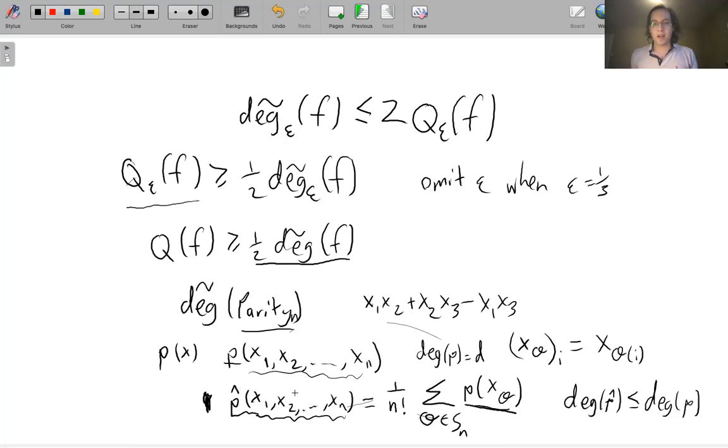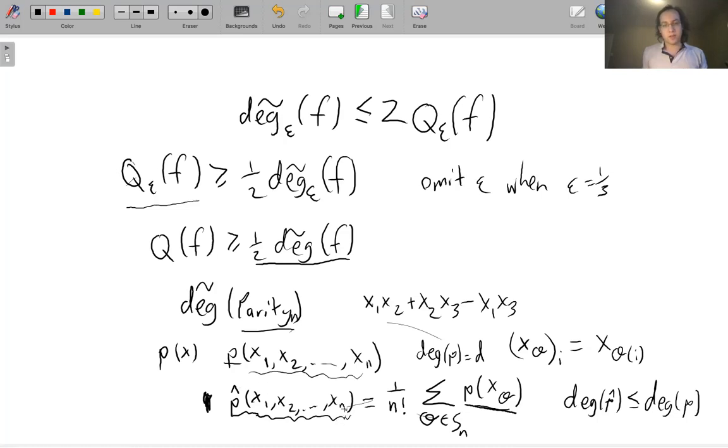It has the same degree or smaller degree than the original p, and it's symmetric. So what we've done is convert p: even if p wasn't symmetric originally, we forced it to be symmetric. P hat is now symmetric, and it has the same properties in every other way as far as we care about. So we basically forced this polynomial approximating parity to be symmetric.